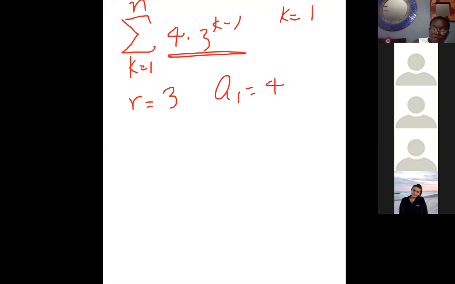So you do 4 times 3 to the 1 minus 1. 1 minus 1 is 0. Anything raised to the 0 power is 1. 1 times 4 gives you 4. That's how you get the first term.